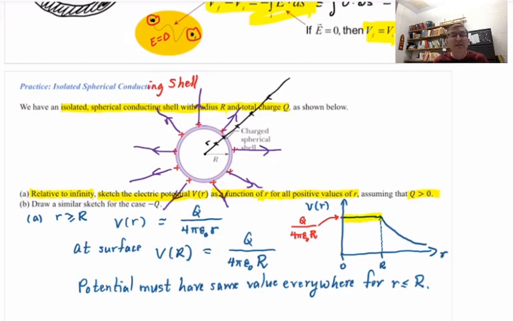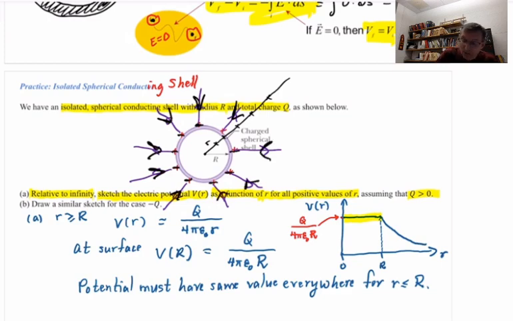Now, part B of this little practice asks us to make a similar sketch for the case where this sphere had negative charge. So then what I'm saying is that the charge on the outside surface is negative. So these would all be negative charge amounts. You see what would be different? The field lines would now point radially in towards the surface, not radially out.